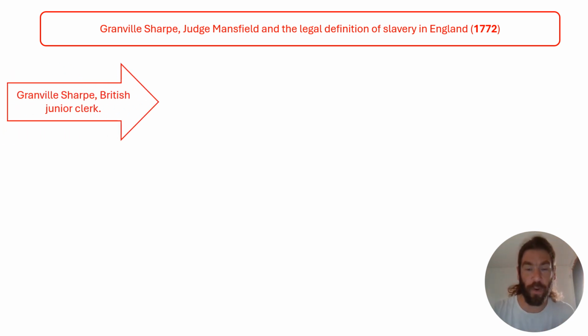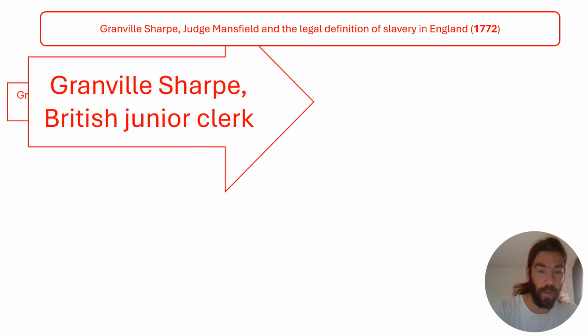Now, Granville Sharp was a British junior clerk. That is someone who makes notes and writes about meetings and official stuff. And this British junior clerk worked and lived in London during the second half of the 18th century. That's him, Granville Sharp, British junior clerk.